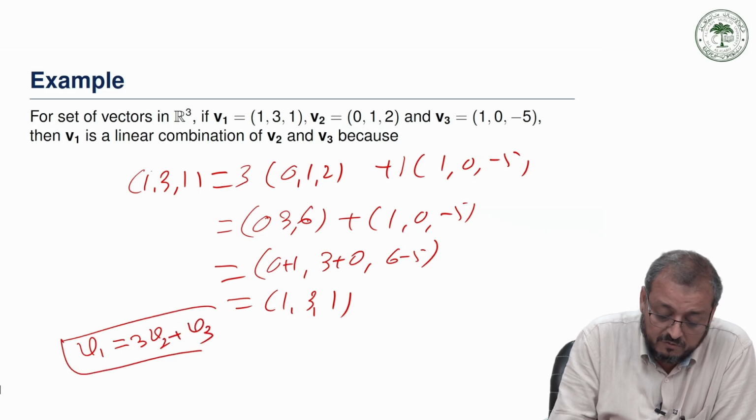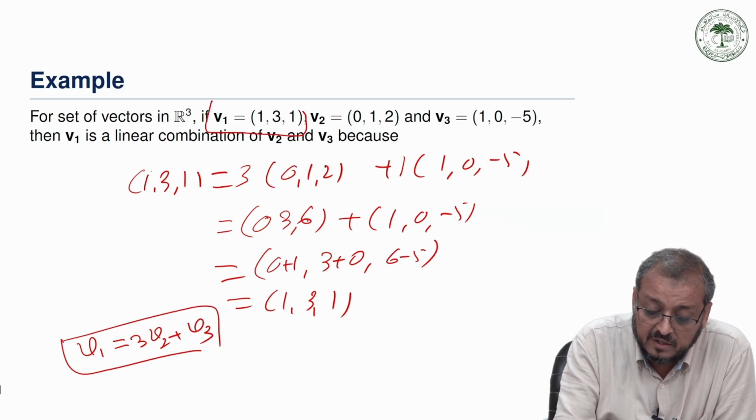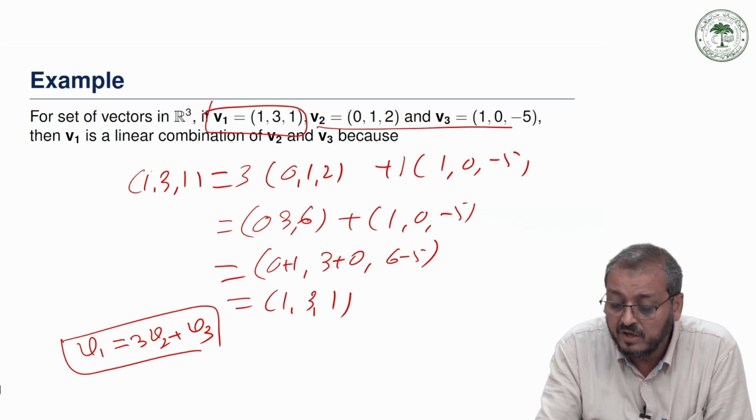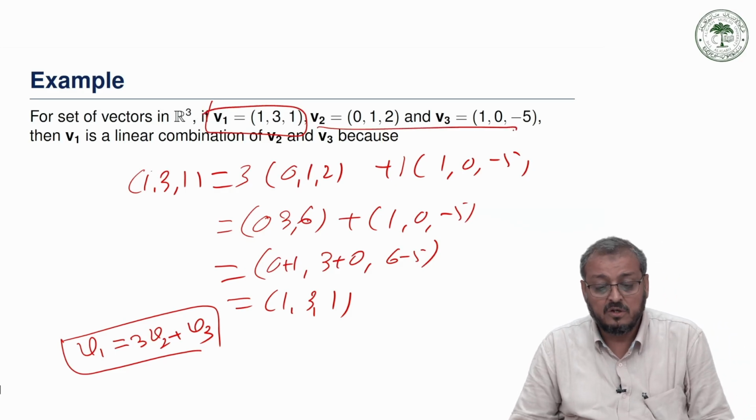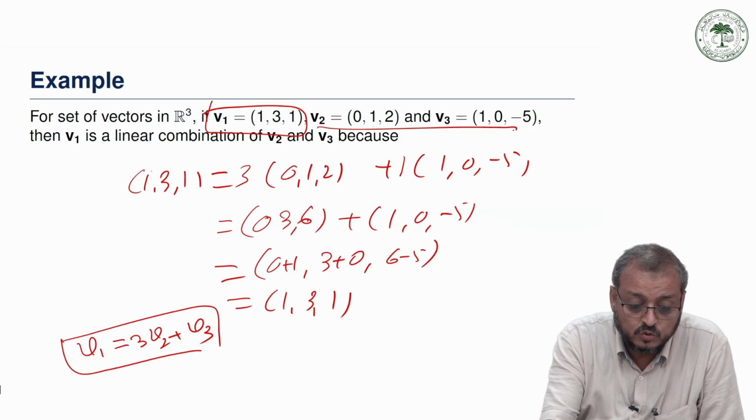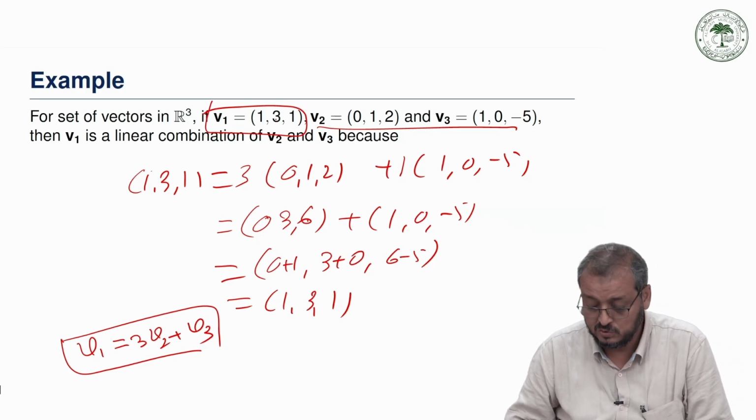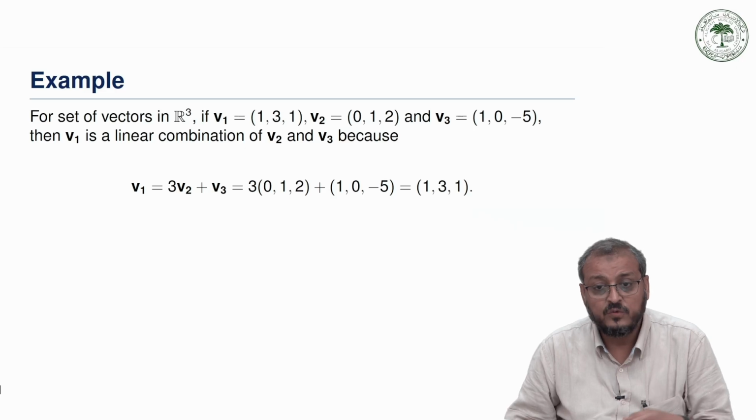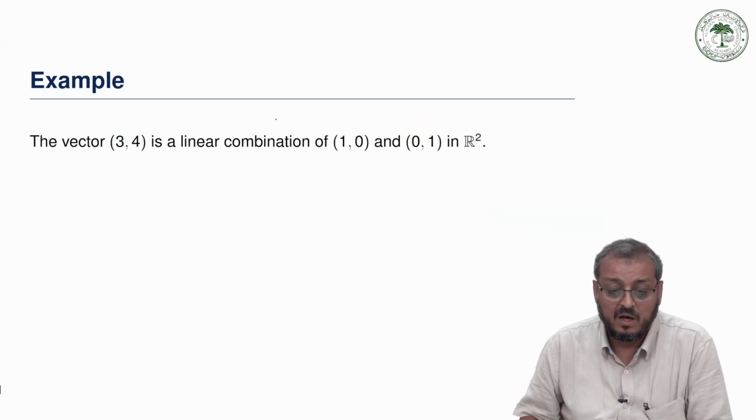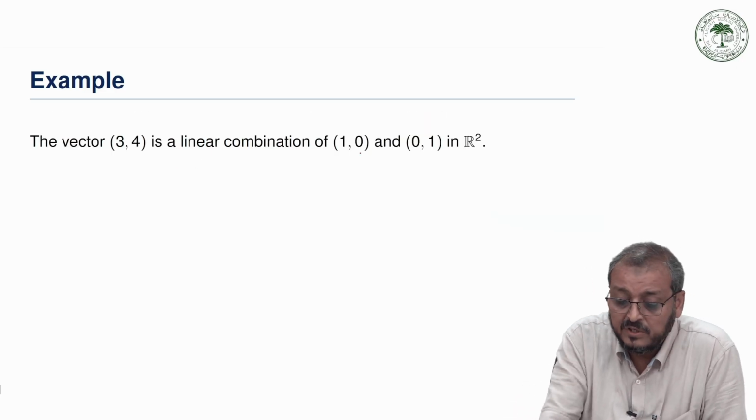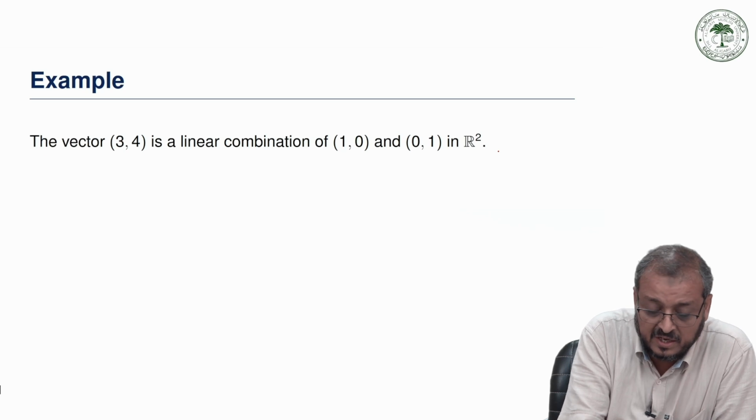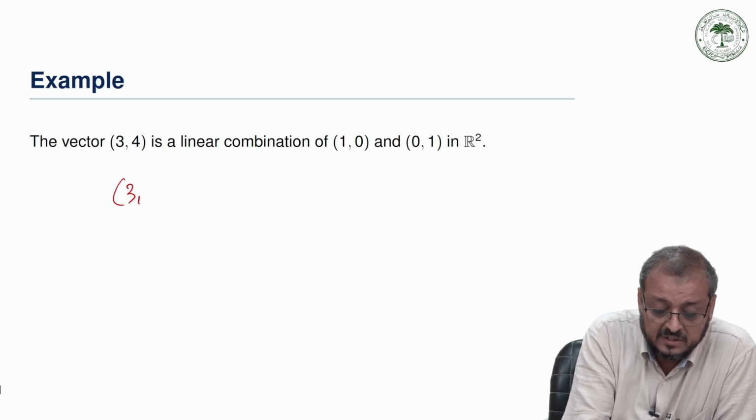That means we choose one vector, and this vector can be written as a linear combination of these two vectors. Now we check whether this vector is a linear combination of these or not. Can we write it in this form?